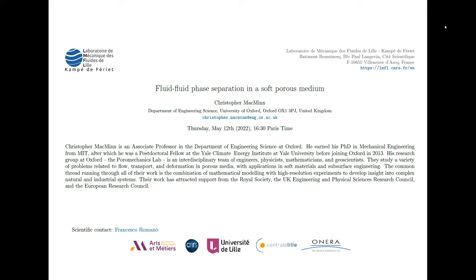Christopher MacMinn is an associate professor in the Department of Engineering Science at Oxford. He earned his PhD in mechanical engineering from MIT, after which he was a postdoctoral fellow at the Yale Climate and Energy Institute at Yale University before joining Oxford in 2013. His research group at Oxford, the Pore Mechanics Lab, is an interdisciplinary team of engineers, physicists, mathematicians, and geoscientists. They study a variety of problems related to flow, transport, and deformation in porous media, with applications to soft material and subsurface engineering. The common thread running through all of their work is the combination of mathematical modeling with high resolution experiments to develop insight into complex natural and industrial systems.